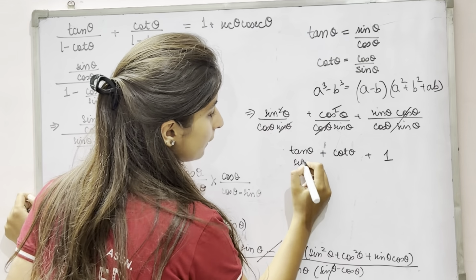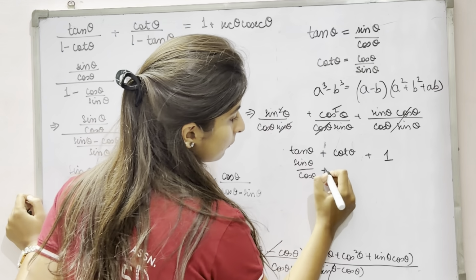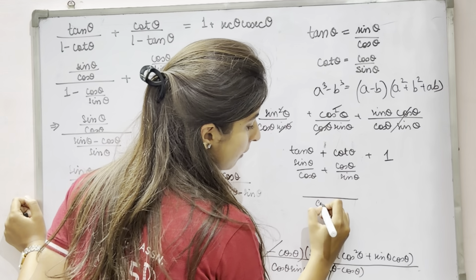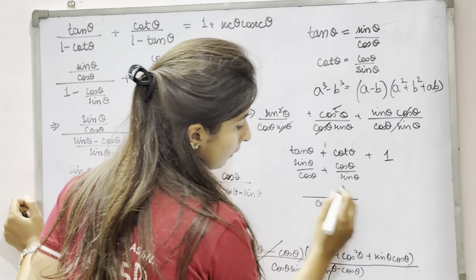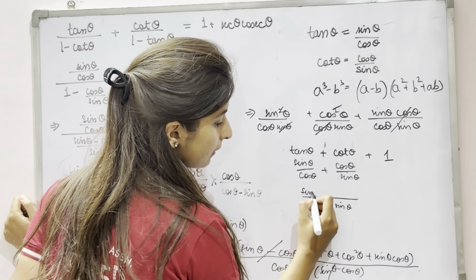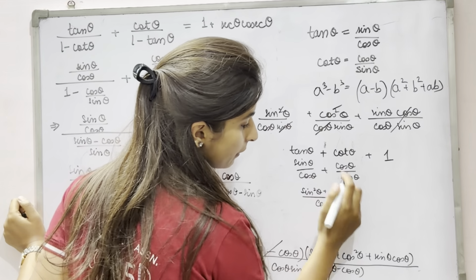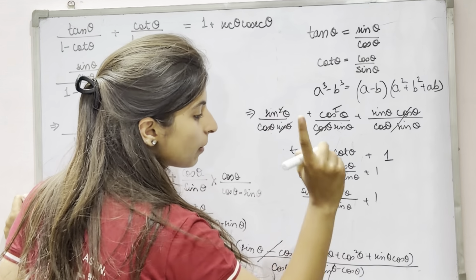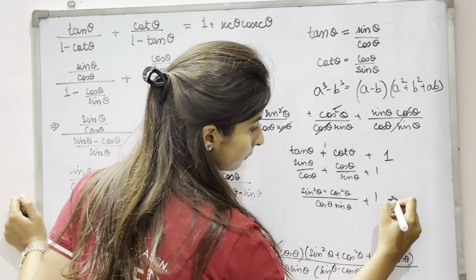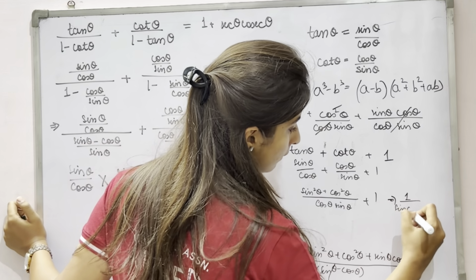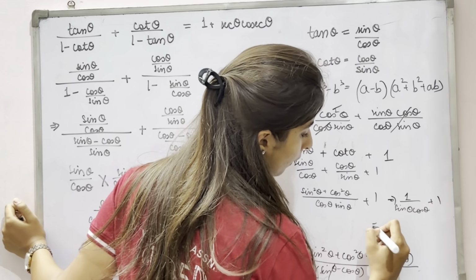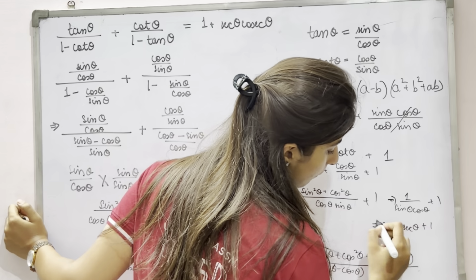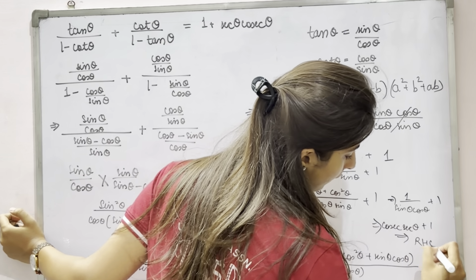Now tan theta is sin theta upon cos theta, and cot theta is cos theta upon sin theta. If I take the common LCM, cos theta sin theta, cos theta is already there. Above I'll write sin square theta. Sin theta is already there, I'll write cos square theta, plus 1 is as it is. Sin square theta plus cos square theta is 1. So that means 1 upon sin theta cos theta plus 1. 1 upon sin is cosecant, 1 upon cos is secant theta, plus 1. So this is your RHS.